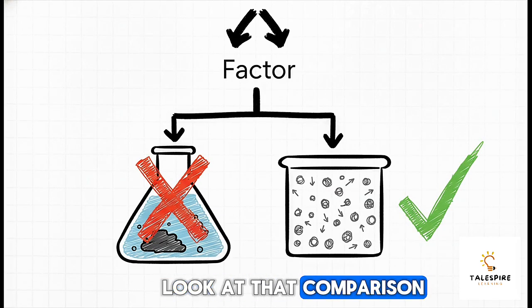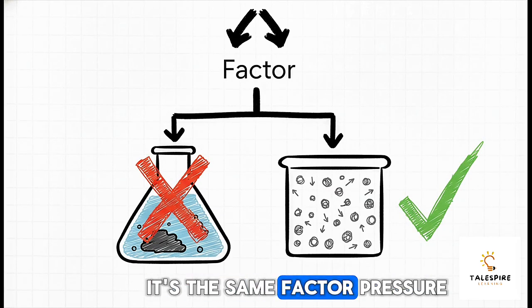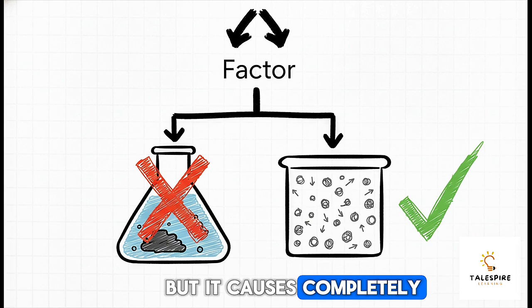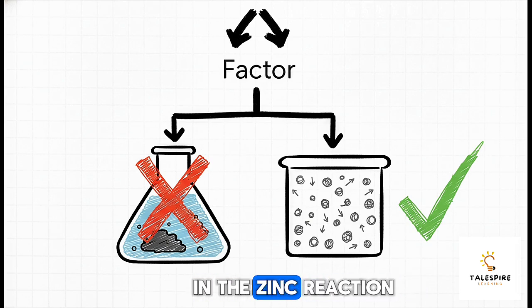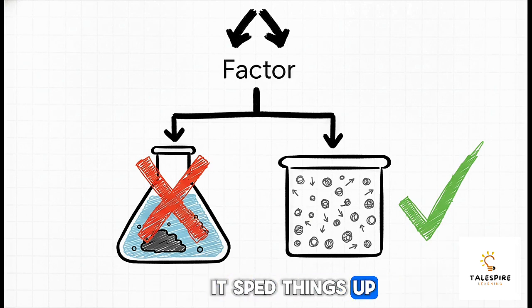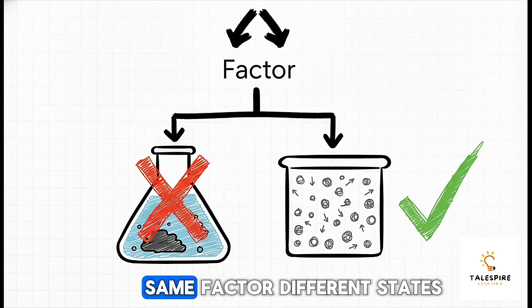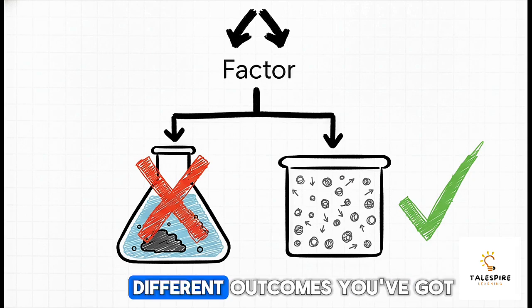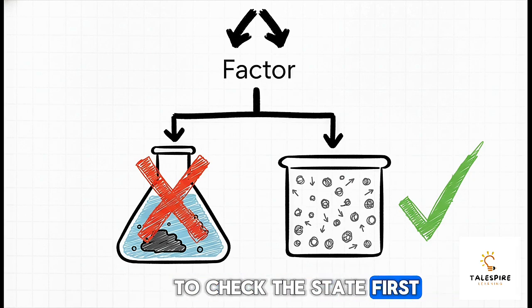Look at that comparison. It's the same factor, pressure, but it causes completely different outcomes. In the zinc reaction, with no gases, it did nothing. In the ammonia reaction, with all gases, it sped things up. It's so clear. Same factor, different states, different outcomes. You've got to check the state first.